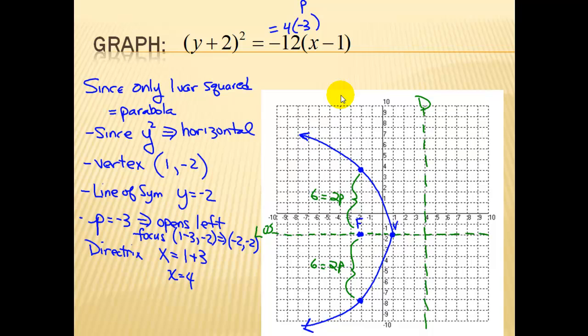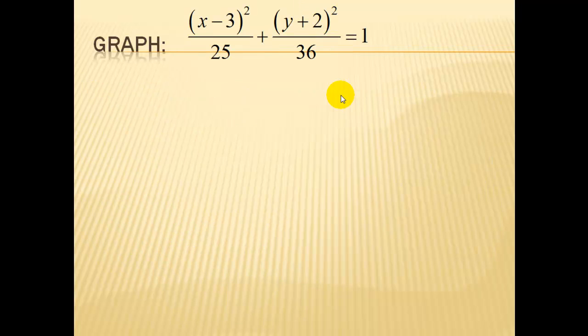Let's look at another one. Okay, what shape is this one? Okay, we have equals 1 and a plus here, so that tells me this is an ellipse. Since we have the bigger number under the y, it tells us it's a vertical ellipse. So let's look at breaking this down.